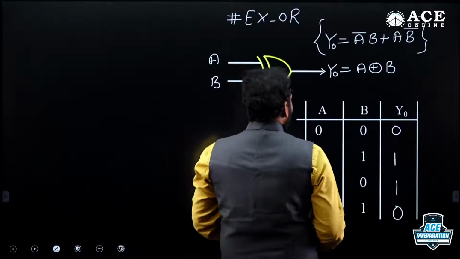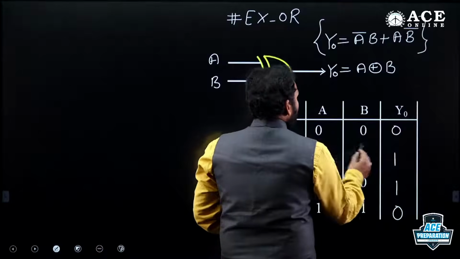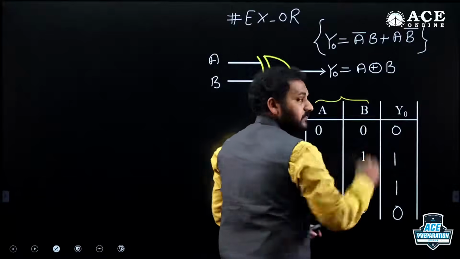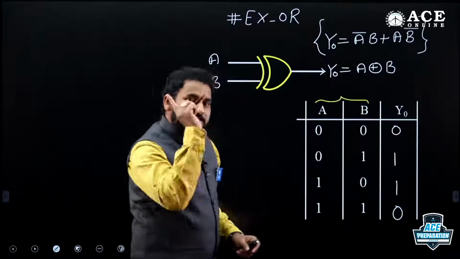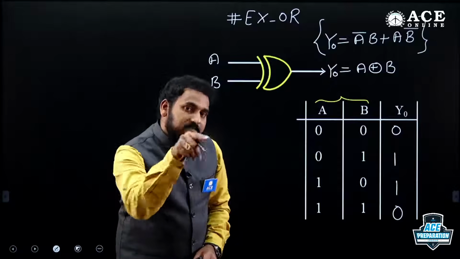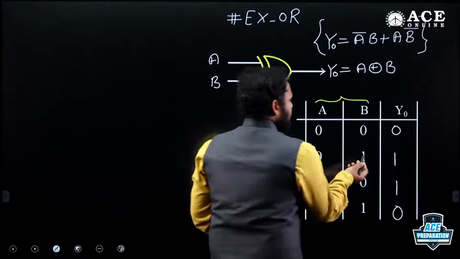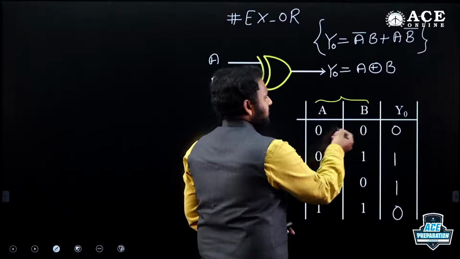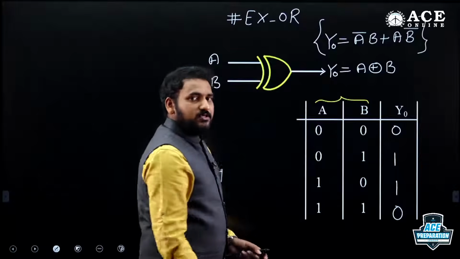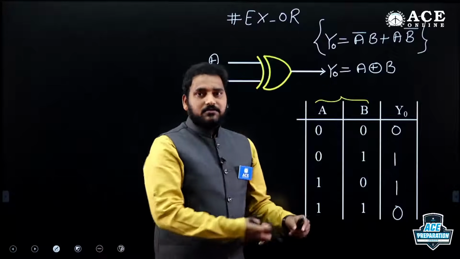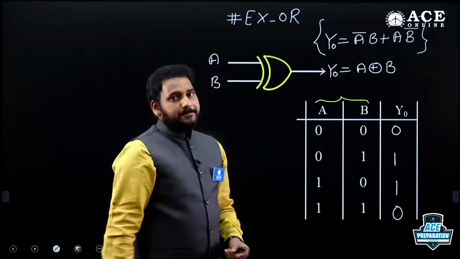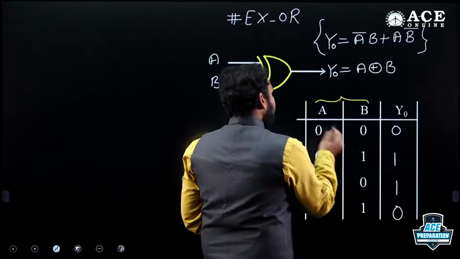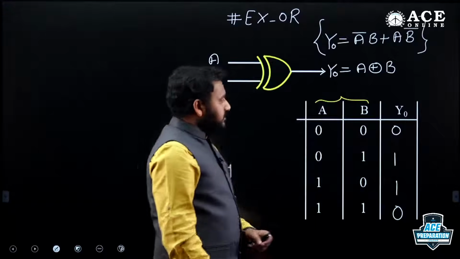If you observe carefully, my dear friends, for an odd number of ones at the inputs, the output will be logic 1. Single one and single one, output is 1. Even number of ones, output is 0. Sir, here we have only zeros. Yes, zeros mean no ones, 0 ones, which is an even number. We need to talk in terms of binary only. So for an odd number of ones at the input, it will produce logic 1.